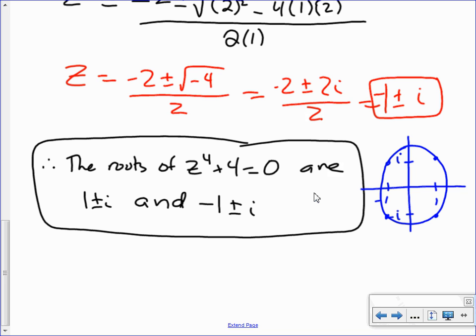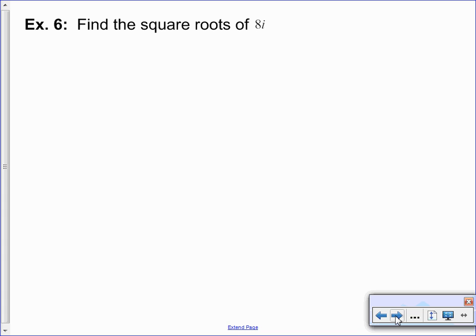Last two? Last two. Here we go. Find the square roots of 8i. So how many solutions? 2. Thank you. All right.